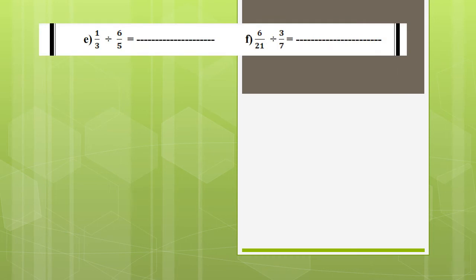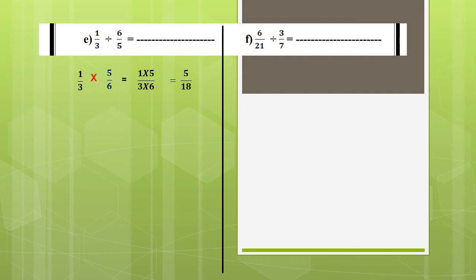1 over 3 divided by 6 over 5. 1 over 3 times 5 over 6. I cannot simplify, so all I'm going to do is multiply directly. 1 times 5 over 3 times 6, so it's going to be 5 over 18.